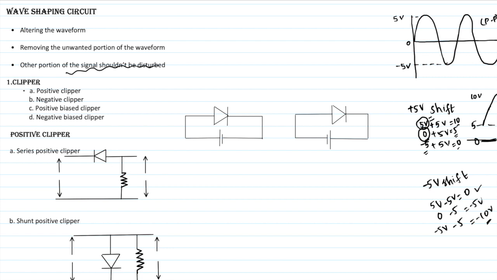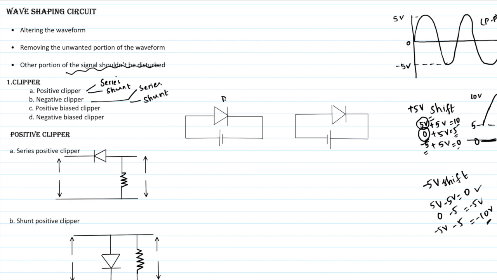So first one is the clipper, positive clipper. In positive clipper again you have series positive clipper, shunt positive clipper. Again in negative also you have series, shunt. Third one is positive biased clipper, and fourth is negative biased clipper. Before going into this positive clipper, I will explain the basic concept.